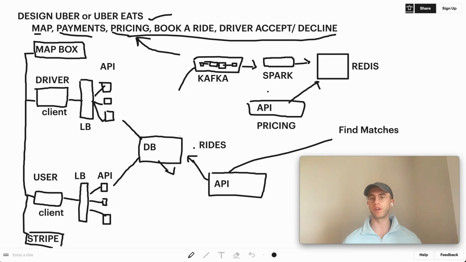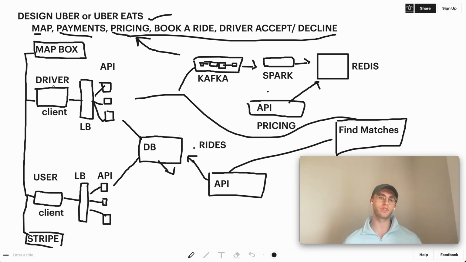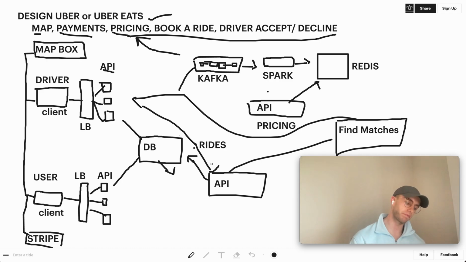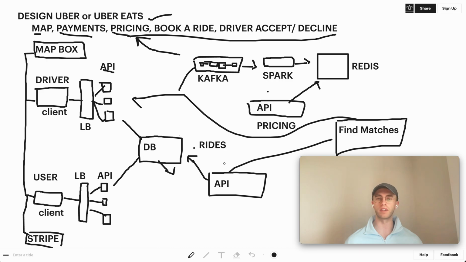All right, so from this point on, this matching algorithm could be a whole other separate service too. It would communicate with this driver API here, and it would say, okay, do you want to accept or do you want to decline this particular ride? That would then return a response to this API, letting them know whether the driver has accepted or declined this current ride. And then it can notify the particular user here through its API.